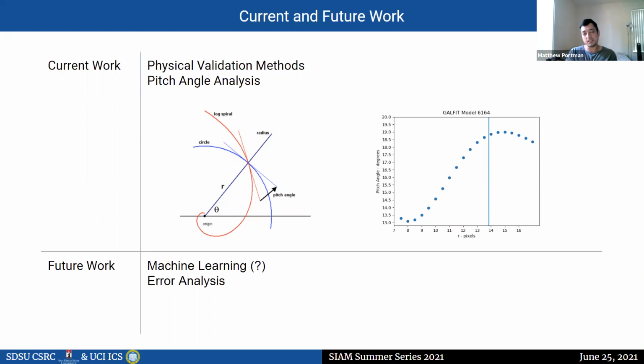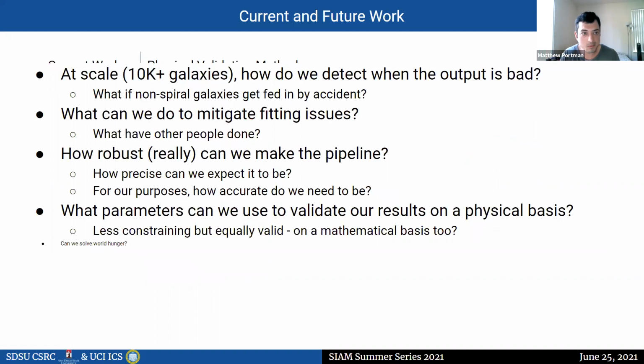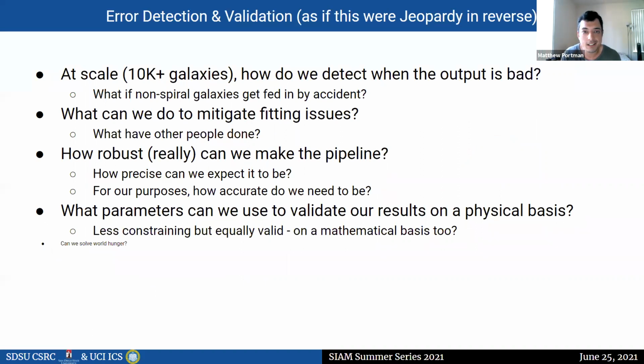We have to look at both physical means of validation, but also mathematical means. Sometimes we'll have a result that seems physically valid or looks nice, but maybe the math in the model doesn't work out, and vice versa. So, some questions as to error detection and validation. These are the things that I'm considering.